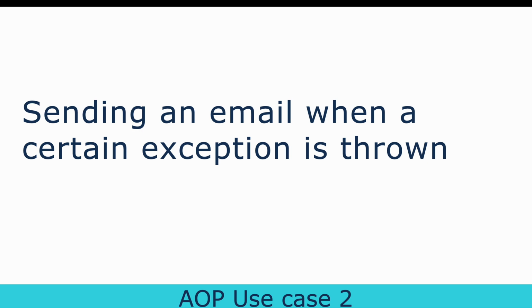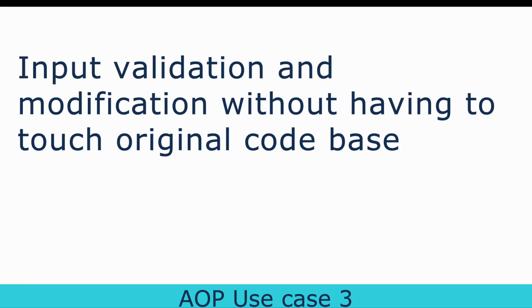Another use case could be that you want to send an email. I had already mentioned this one. When an exception is thrown at a specific piece of code, maybe because that code is critical and you really want to monitor it thoroughly, then you can create an endpoint to say, if this method execution results in an exception, then I want to send an email, which would then enable developers to debug and know what really happened. As I've mentioned, input validation and modification without having to touch the original code base.